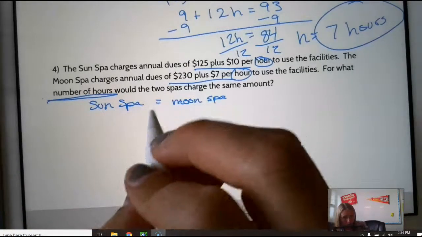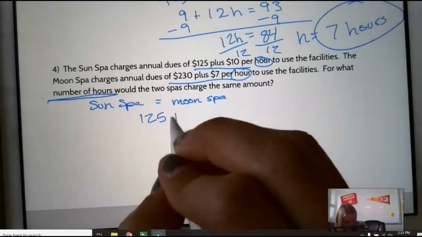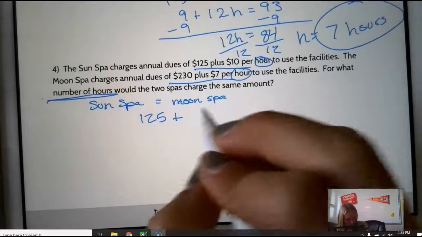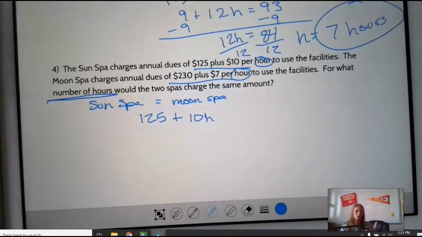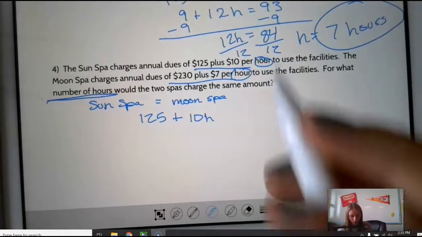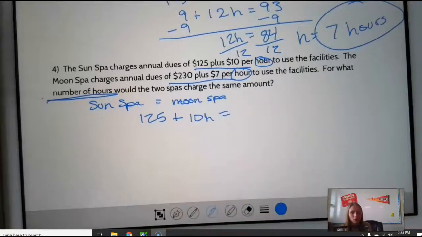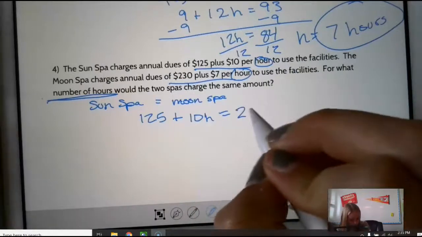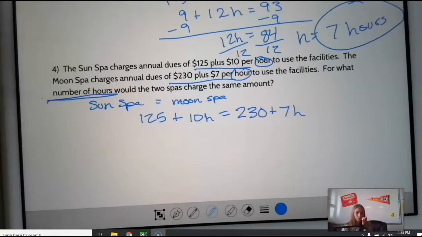So with the Sun Spa, they have $125 plus $10 per hour. Per is a word filler for multiplication, okay? Alright, and we need to set it equal to the Moon Spa, which is $230 plus $7 an hour. Alright, so now what we need to do is solve this.